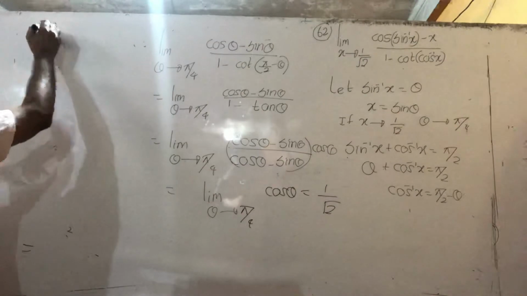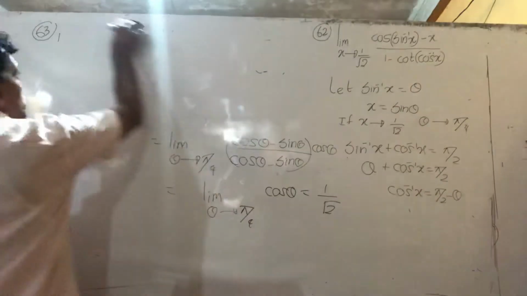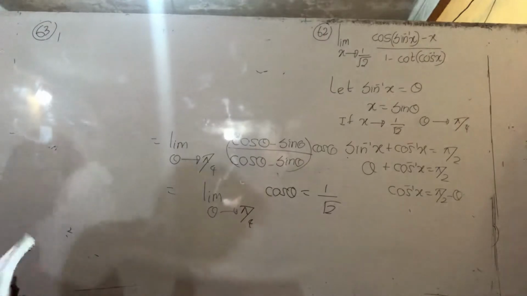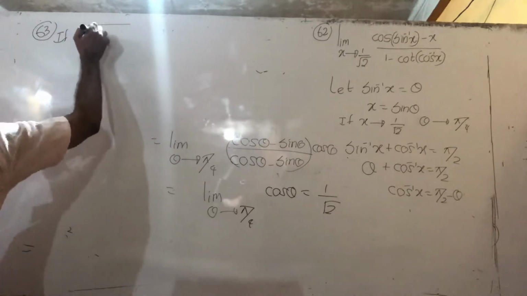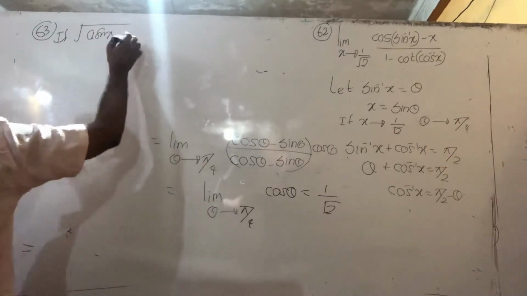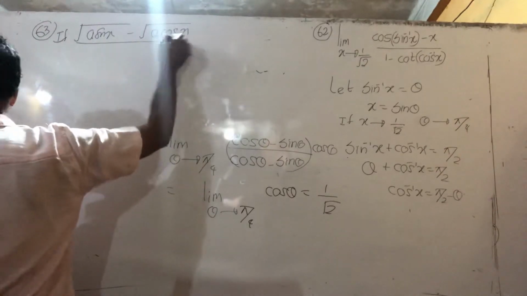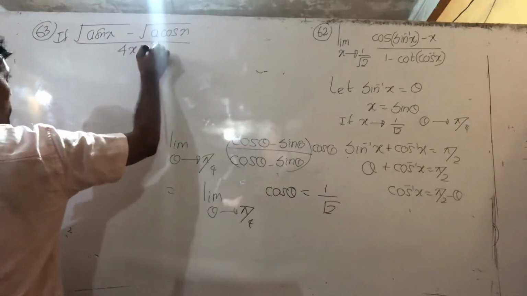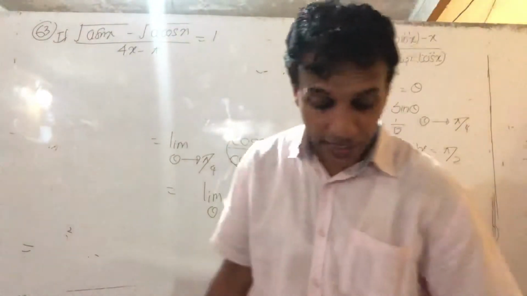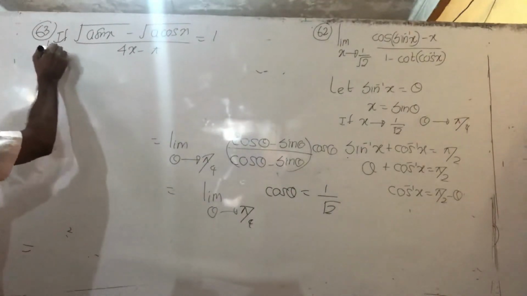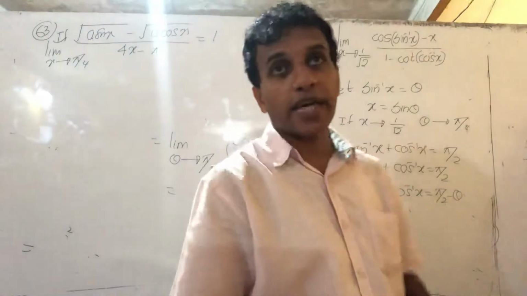And the important question, see my 63rd problem. That is finding, solving the question: limit of square root of a sin x minus square root of a cos x over 4x minus pi equals 1. Find the value of a, right? The question: if the limit as x approaches pi by 4 is equal to 1, then find the answer a.